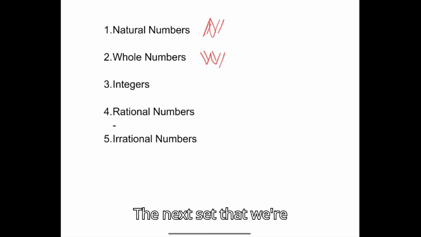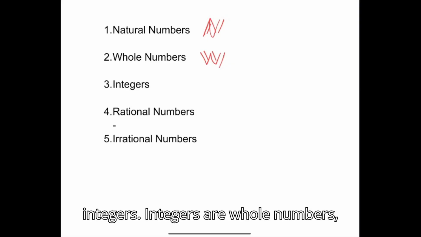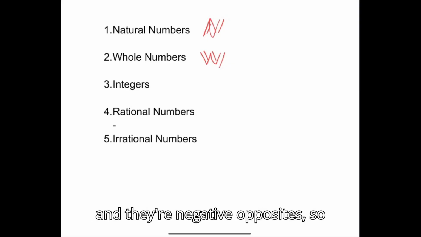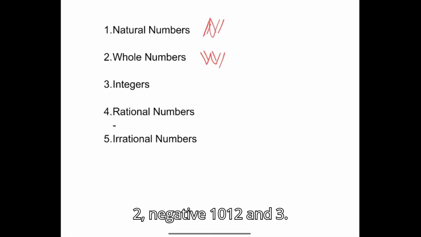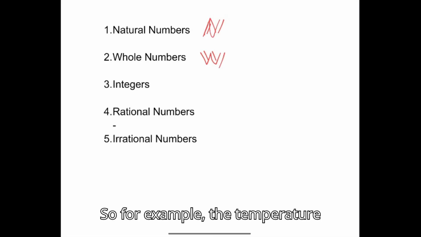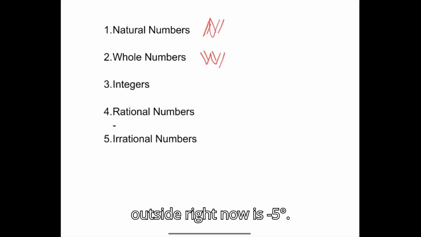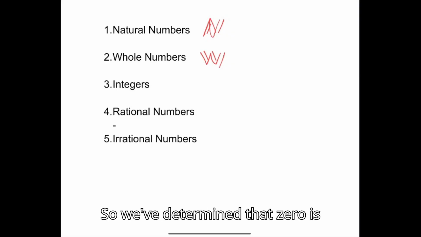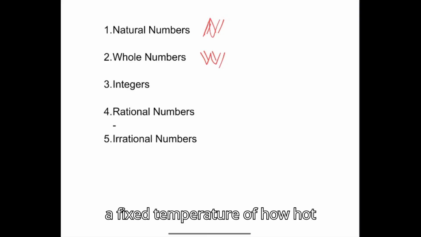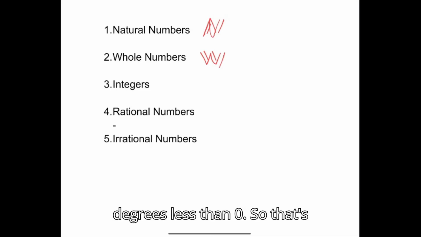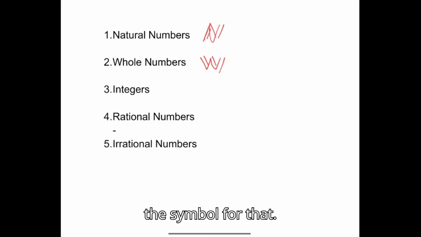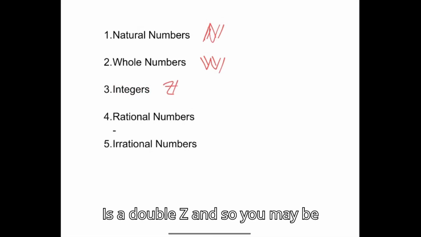The next set that we're going to go over is integers. Integers are whole numbers and their negative opposites. So negative infinity, -3, -2, -1, 0, 1, 2, and 3. So for example, the temperature outside right now is -5 degrees. We've determined that 0 is a fixed temperature of how hot it is, and it is 5 degrees less than 0. So that's how we get -5. And the symbol for that is a double Z.